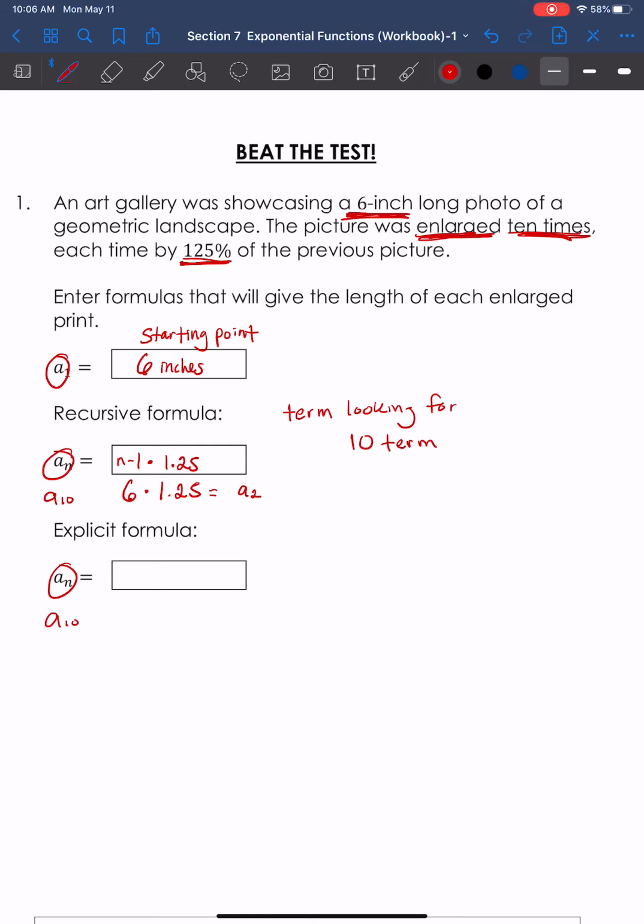You can see that that could be kind of tedious, a lot of multiplication, so you could use the explicit formula in order to find this. For the explicit formula, you are going to take your first term and multiply it by 1.25 raised to the power of 1 less than the term you're looking for. So in this case, we would take 6 and multiply it by 1.25 to the 9th power, since we were looking for the 10th term, and 10 minus 1 is 9. That is how you write recursive and explicit formulas for geometric sequences.